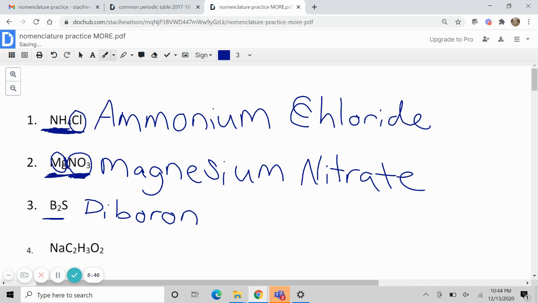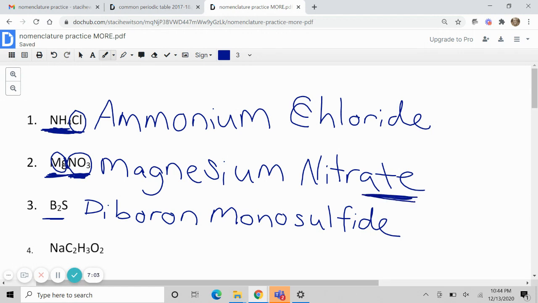And then there's only 1 sulfur, so I'm going to say monosulfide. Remember, you have to end in "ide." If it's a polyatomic ion like this, you leave the ending the way it is. But if it's not a polyatomic ion, then you end it in "ide." Okay? Okay, moving right along.